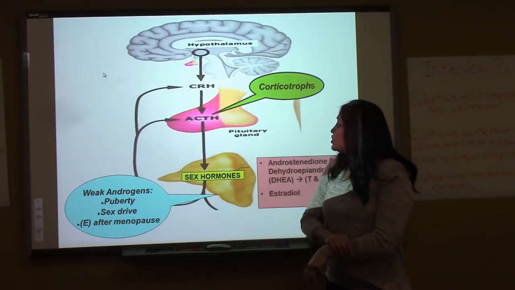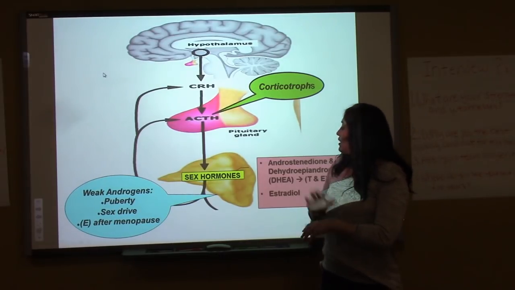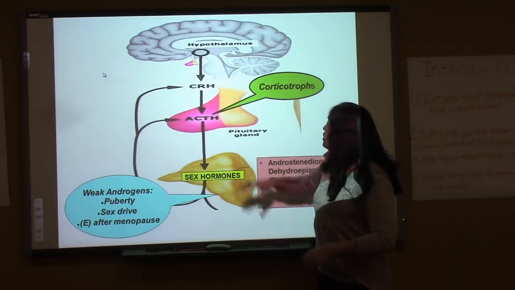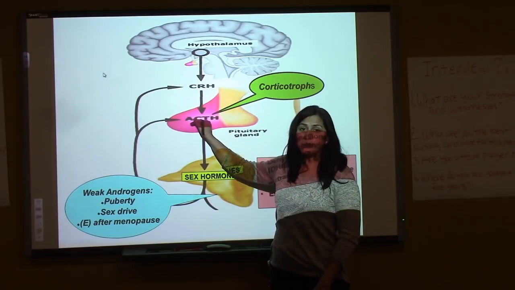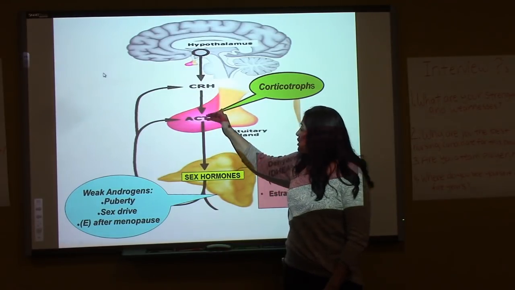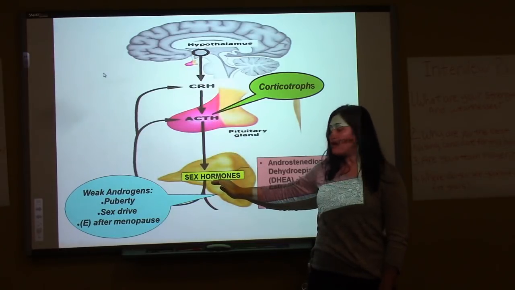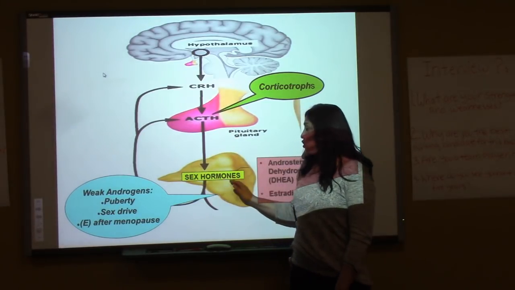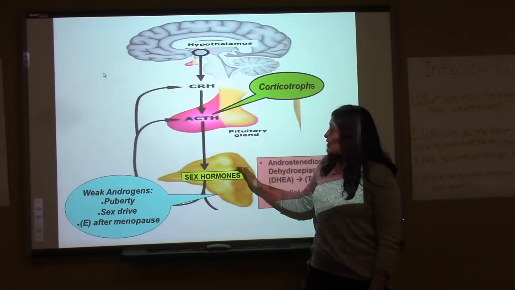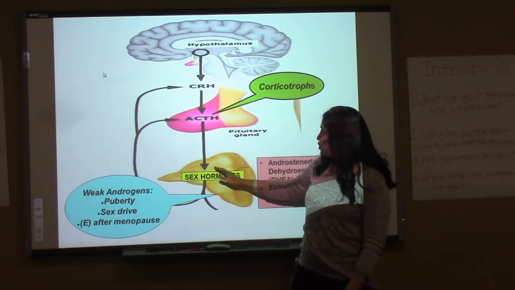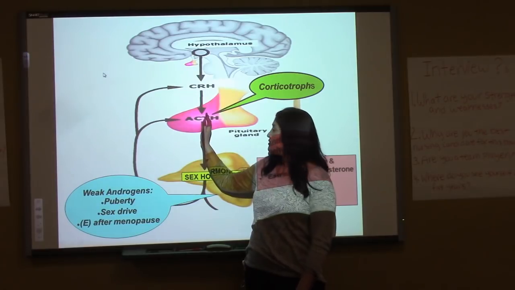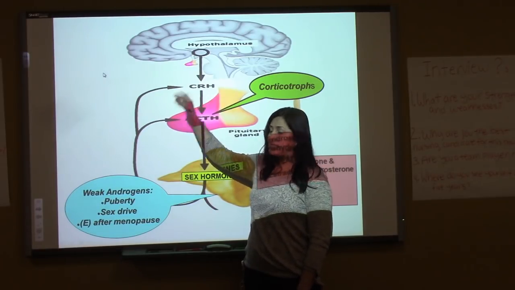So now, let's look at sex hormones. The hypothalamus will release CRH. CRH will stimulate the anterior pituitary to release ACTH. ACTH will now go to the adrenal cortex and cause sex hormones to be released. These sex hormones, of course, have to control their own production. So they will go back and inhibit ACTH and CRH from being released.